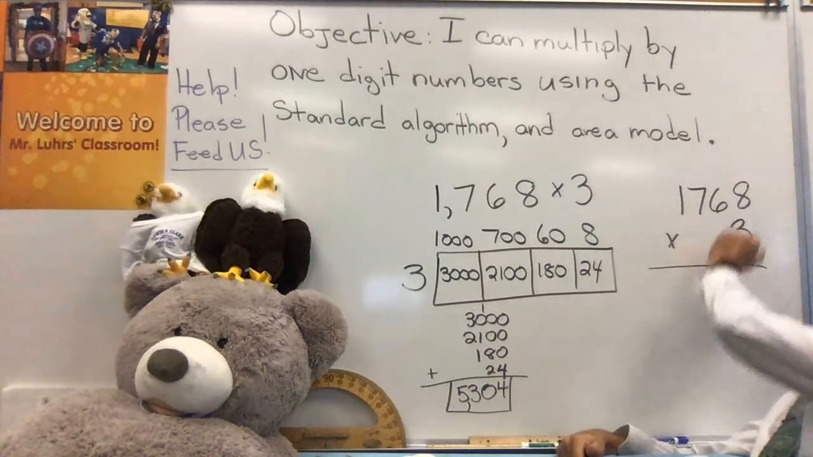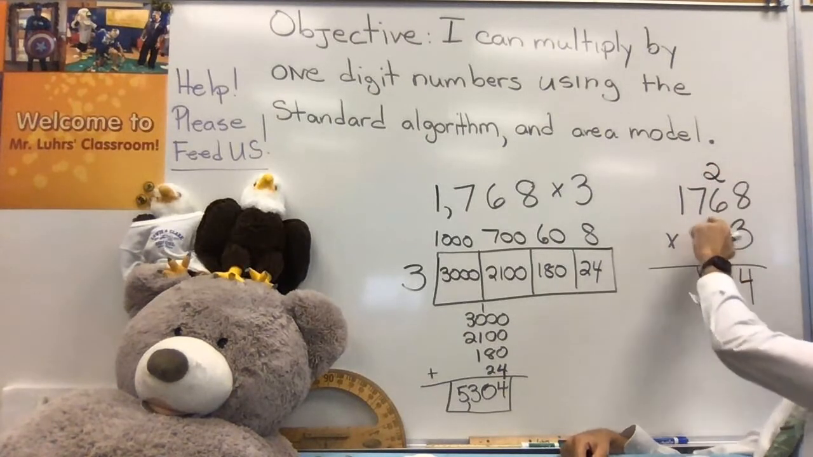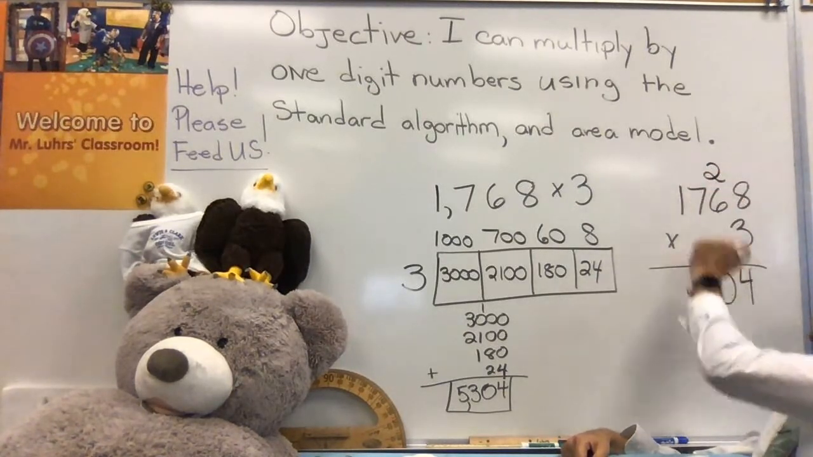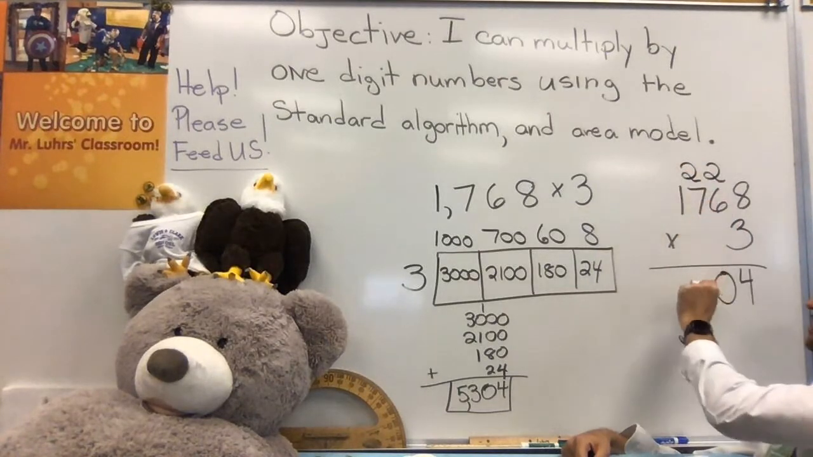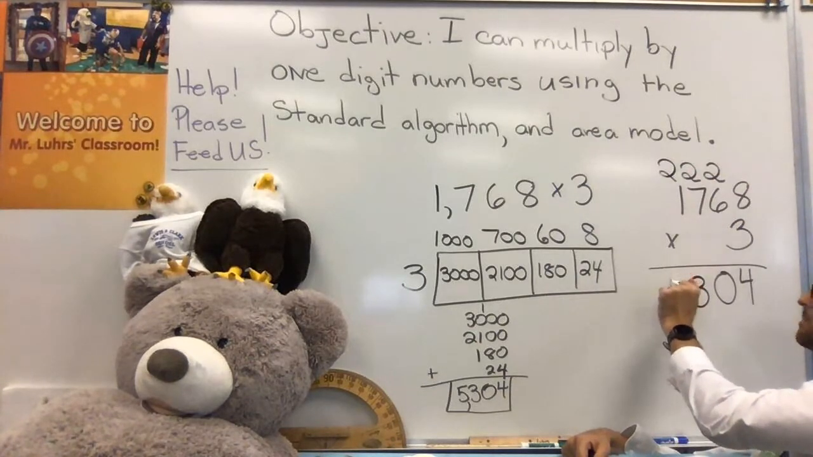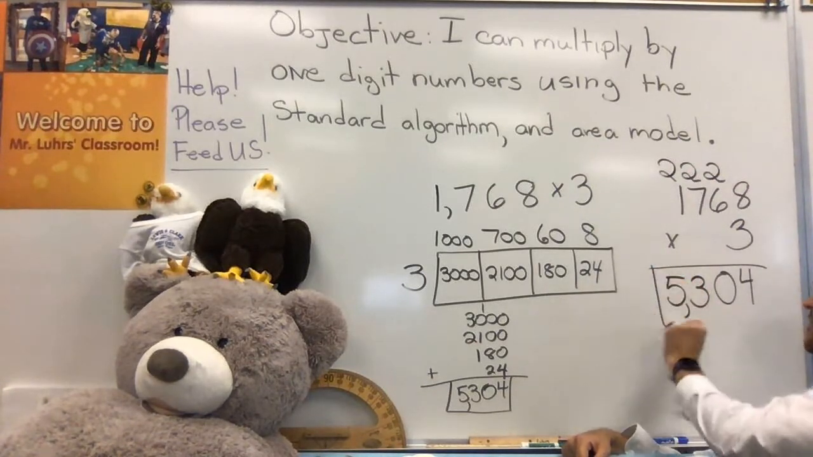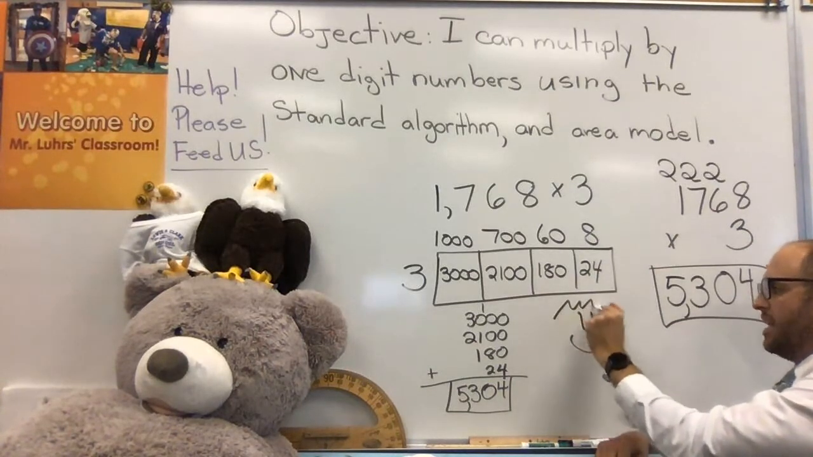Speaking of math, did you get this right? Let's see. 8 times 3 is 24. 6 times 3 is 18, plus 2 is 20. 7 times 3 is 21, plus 2 is 23. 3 times 1 is 3, plus 2 is 5. And we have made it, friends, to the end of our math lesson.